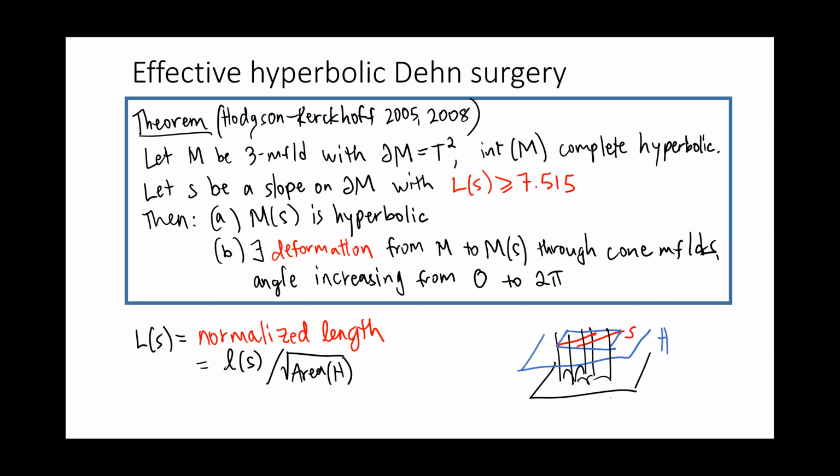So the angle goes from 0 in the cusp case to 2 pi in the complete case. Here, the normalized length is just the length on a horosphere divided by the area of a horosphere. So this is actually, if you can do a calculation, independent of how high you put that horosphere.